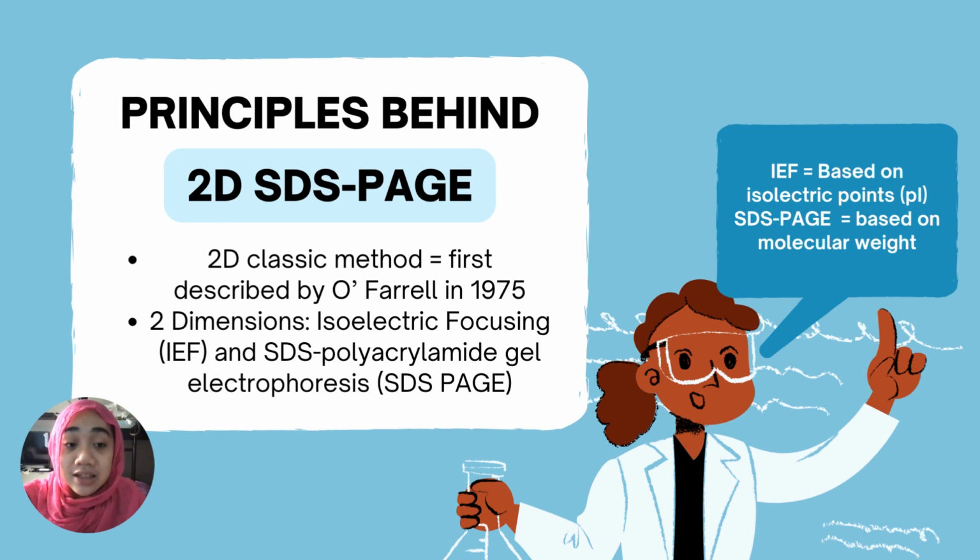Meanwhile, 2D SDS PAGE is called such as it employs two dimensions or steps according to two different properties for separating proteins. Isoelectric focusing, which separates proteins based on their isoelectric points, is the first dimension. Meanwhile, the SDS polyacrylamide gel electrophoresis, or sodium dodecyl sulfate polyacrylamide gel electrophoresis, which separates proteins based on their molecular weight, is the second dimension.